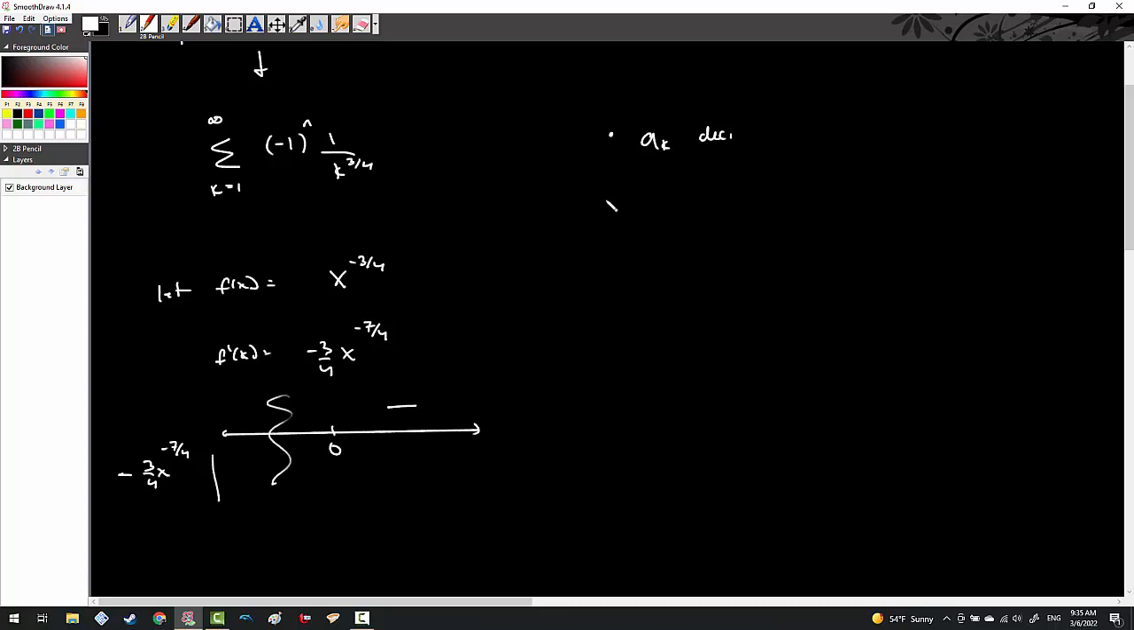So a sub k is decreasing, and if I took the limit as k went to infinity of 1 over k to the 3/4, I would get 0, which is why, by the alternating series test, the summation from k equals 1 to infinity of -1 to the k times 1 over k to the 3/4 converges.